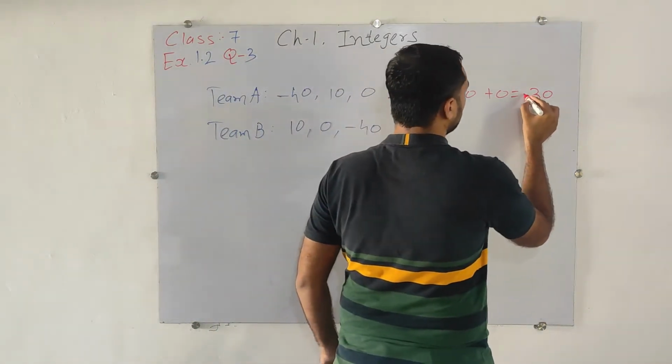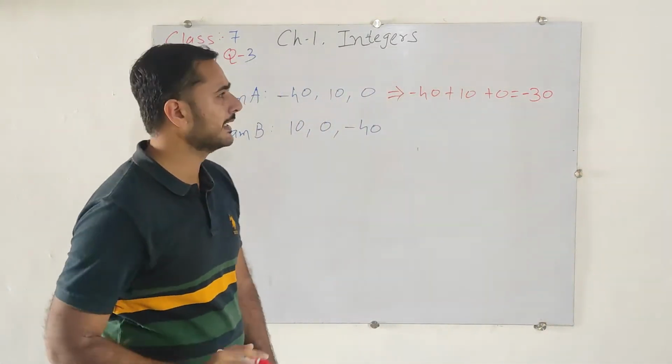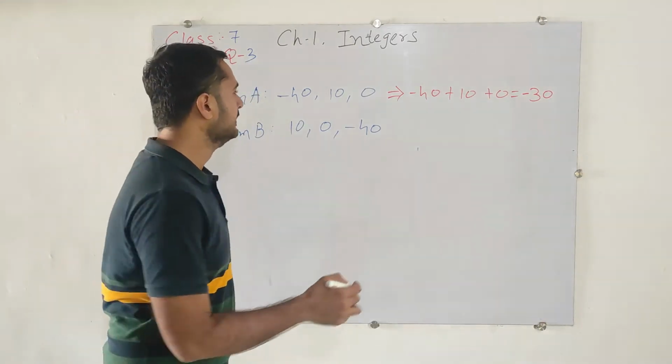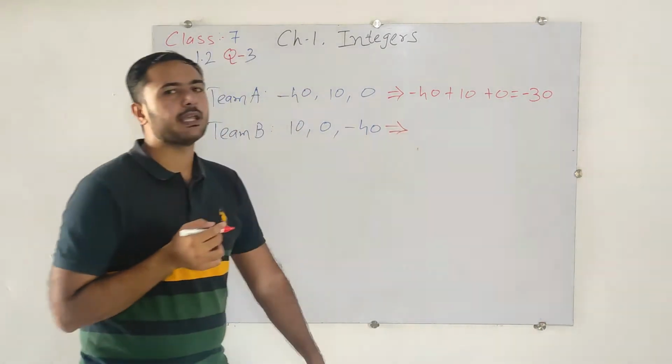So minus 30. Plus 0, okay, no need to write that. So our answer is minus 30 over there. Now let's try for team B.